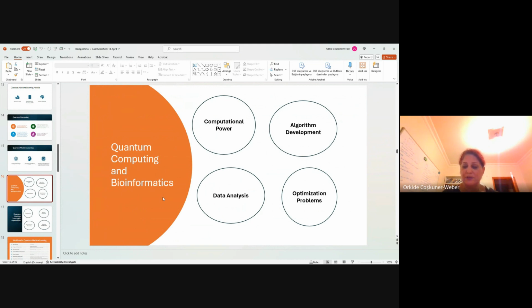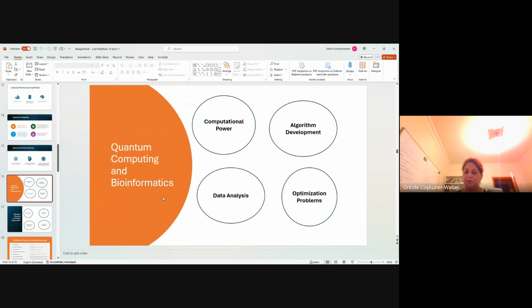Quantum computing is driving the development of new quantum algorithms that can outperform classical algorithms in solving specific bioinformatics problems. We are working on how quantum computers and algorithms can be applied to tasks such as sequence alignment, protein structure prediction, molecular dynamics simulations, and drug discovery.